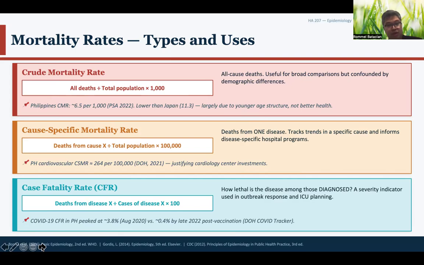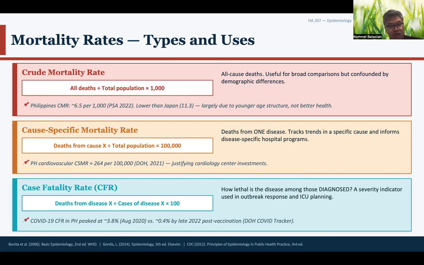The second one would be cause-specific mortality rate. So it is death from a particular cause divided by the total population times 100,000. So it is a death from one specific disease. So it is used for tracking trends in a particular condition or justifying disease-specific hospital programs or interventions in the community. So an example.